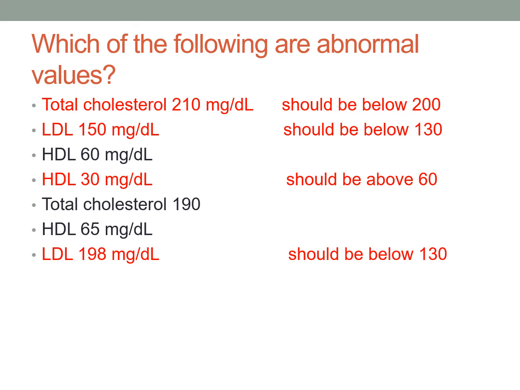Which of the following are abnormal values? And we just went through that. Those in red are abnormal. Your total cholesterol should be below 200. So if you see a cholesterol of 210, that's abnormal. Your LDL, that bad cholesterol, is too high. You've got too much bad cholesterol. It needs to be below 130. Your good cholesterol, the HDL, needs to be 60 and above.